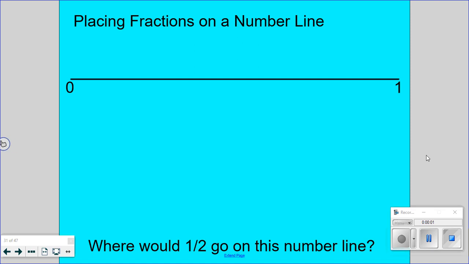Talking about fractions on a number line in relationship to one whole. We know where one whole is.